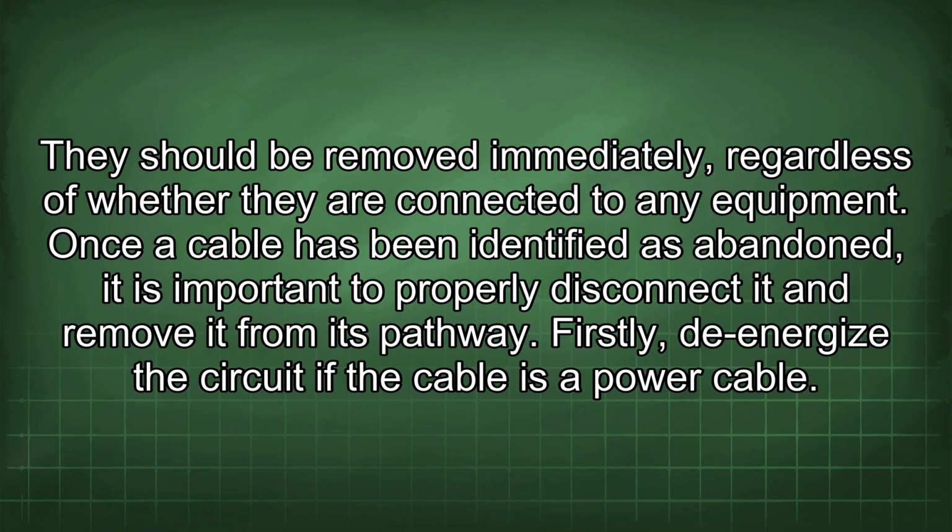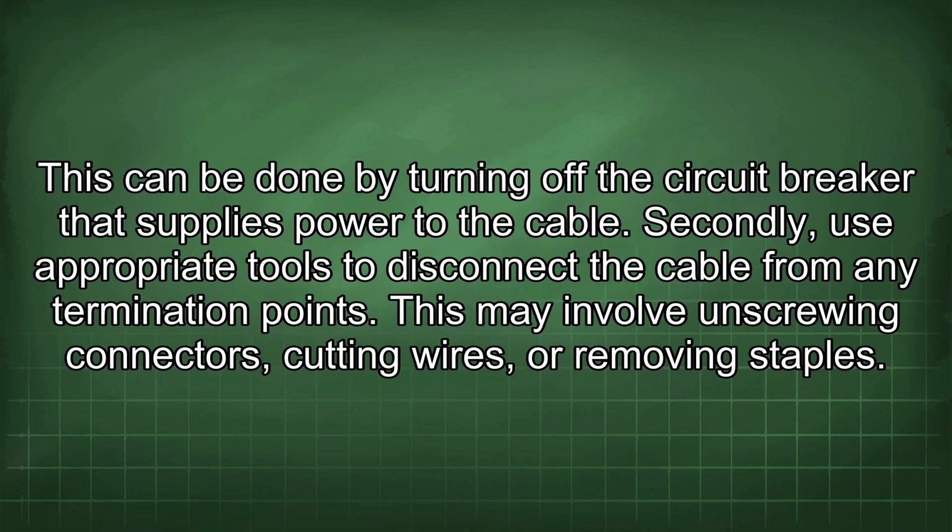Once a cable has been identified as abandoned, it is important to properly disconnect it and remove it from its pathway. Firstly, de-energize the circuit if the cable is a power cable. This can be done by turning off the circuit breaker that supplies power to the cable.